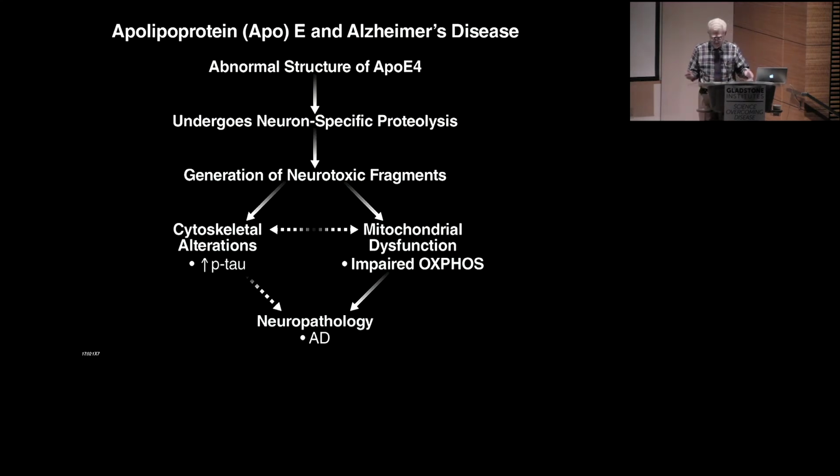It's exactly the same thing. ApoE4 assumes an abnormal structure that causes it to undergo neuron-specific proteolysis, which generates a series of neurotoxic fragments leading to mitochondrial dysfunction, cytoskeletal alterations, and neuropathology. It's still a complicated message, but you'll get it because you're going to see this slide 5 more times.